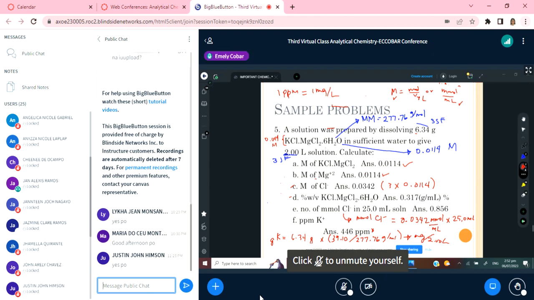Okay? Ngayon, pwede mo yung i-compute, isa-isahin mo. You use the chemical factor or gravimetric factor. Makukuha mo rin. But you'll get the same answer.